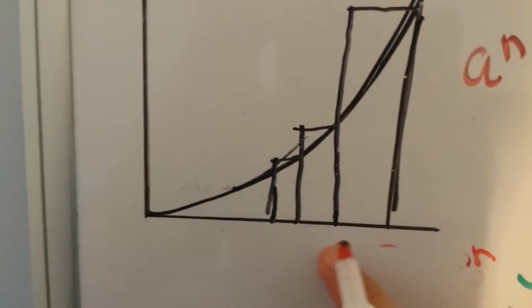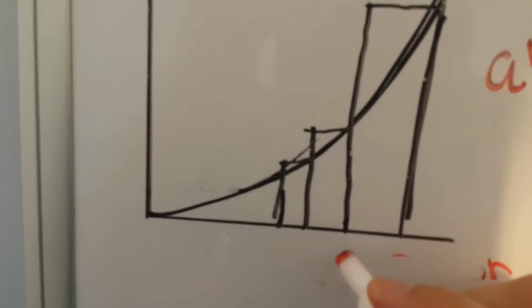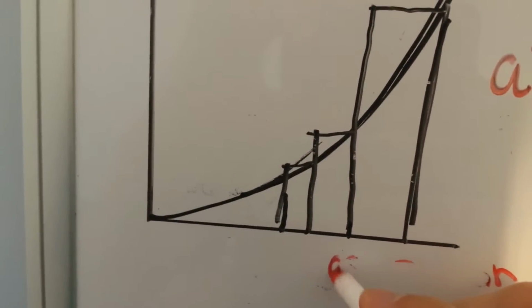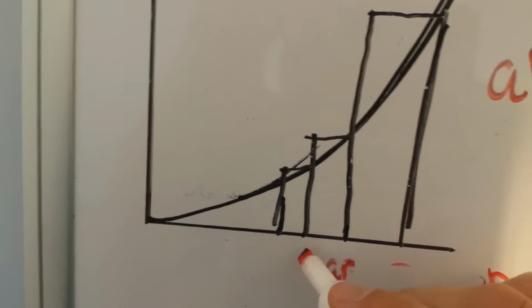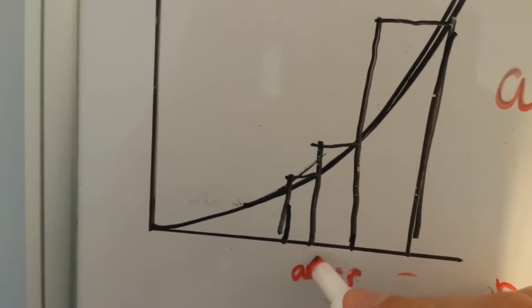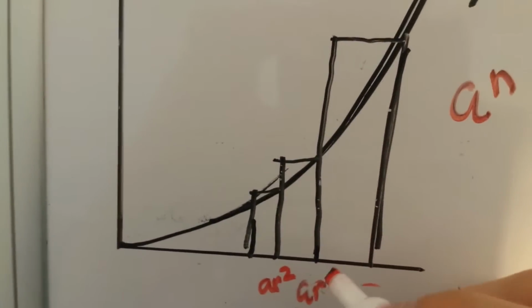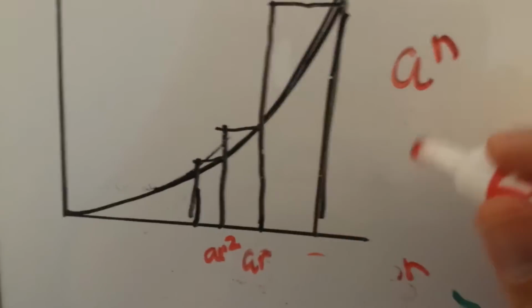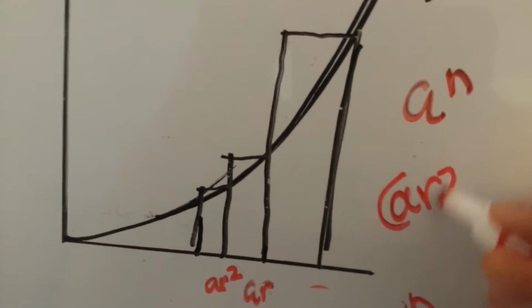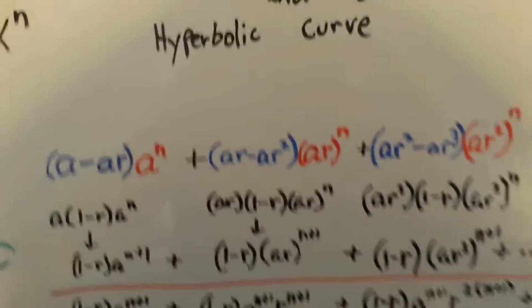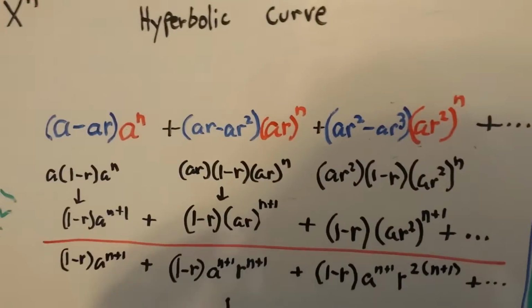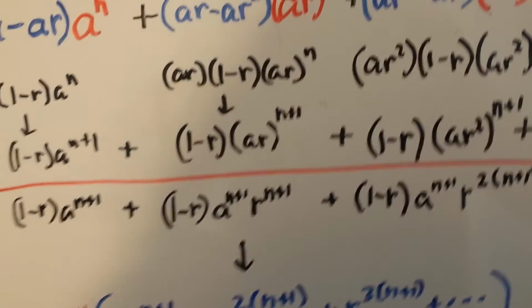And to calculate the area of the next rectangle, we would take AR minus AR squared, so that's the base, and multiply by AR to the n, right? And this goes on forever and ever, it's an infinite geometric series.